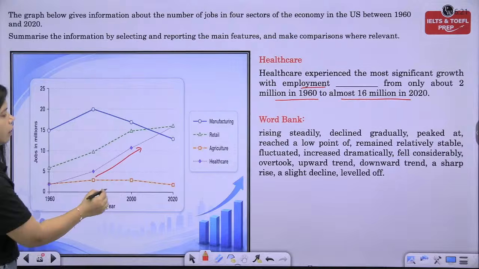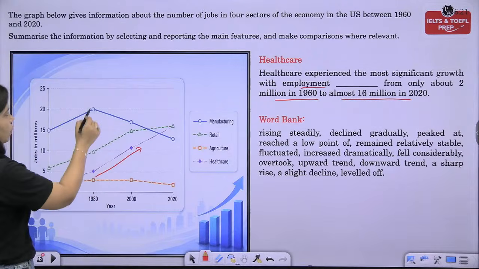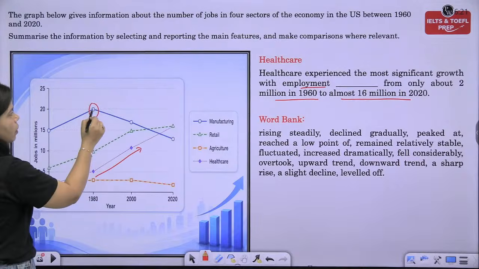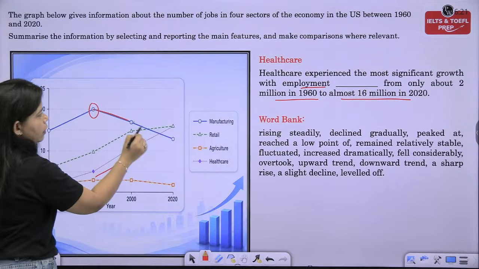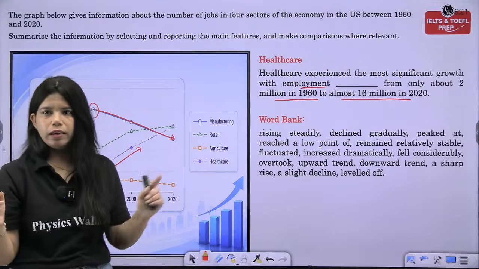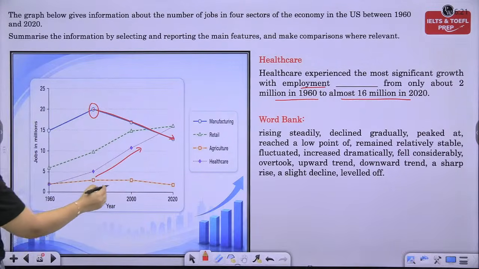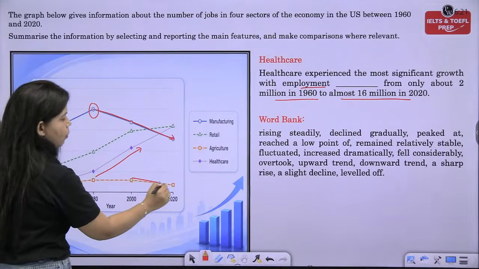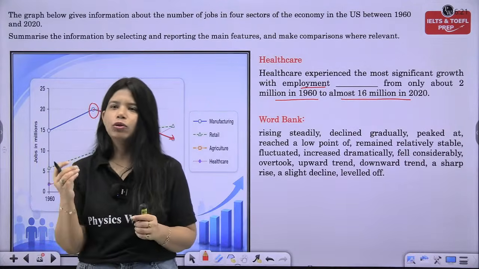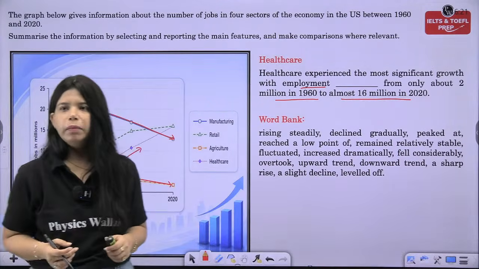Gradually, because it's a gradual decline, Jasmine. If you see the manufacturing sector, the blue line, it's going down from 20 till 13. So it's a very considerable, significant decline in this case. But here, if you see, it's from 3 million approximately, it's just going down by 1 million. So that's a gradual decline. I hope that made sense.